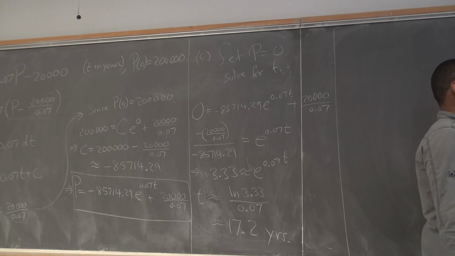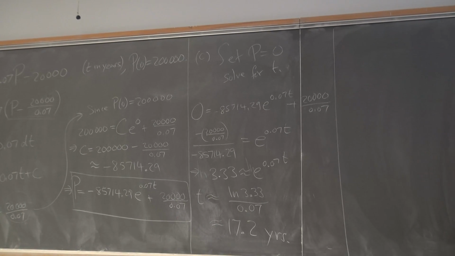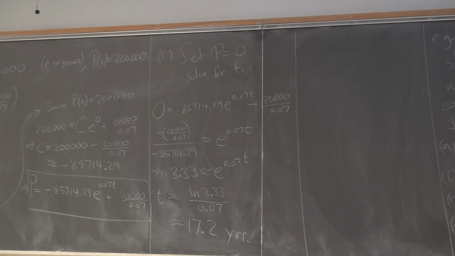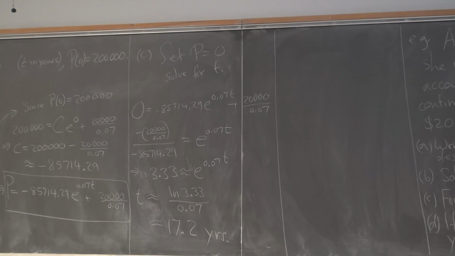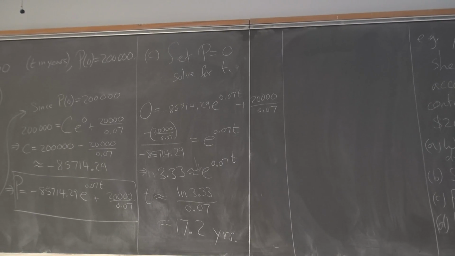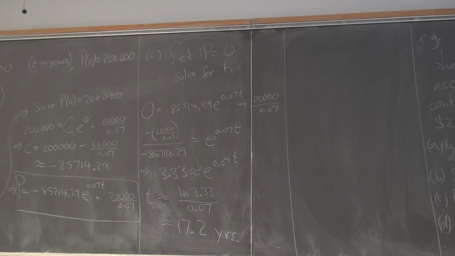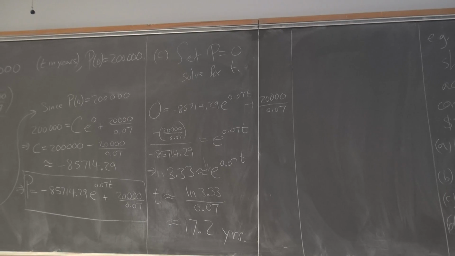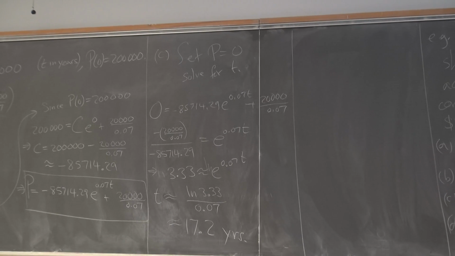What if she expected to die in 15 years? How much money does she need to take out to make sure she finishes her money and doesn't leave anything to anybody? P is equal to, what is the equation? Negative 85714, whatever that is, times e to the 0.07t. It's trickier than you think, don't jump the gun.